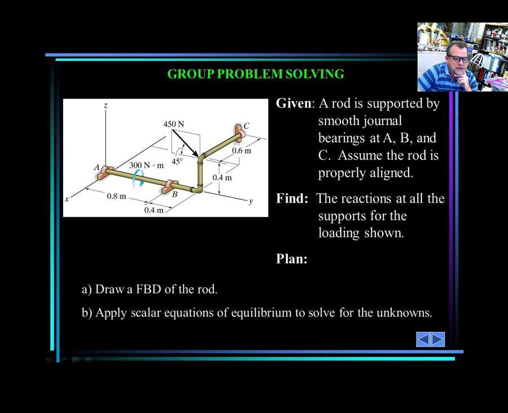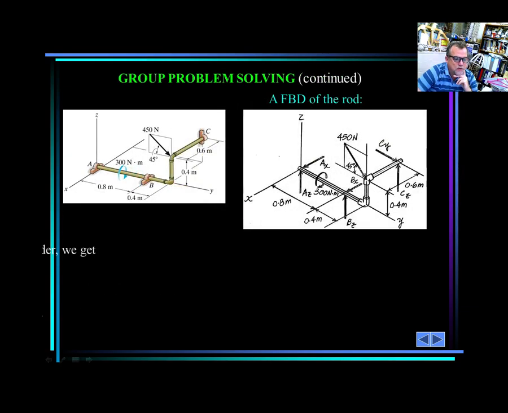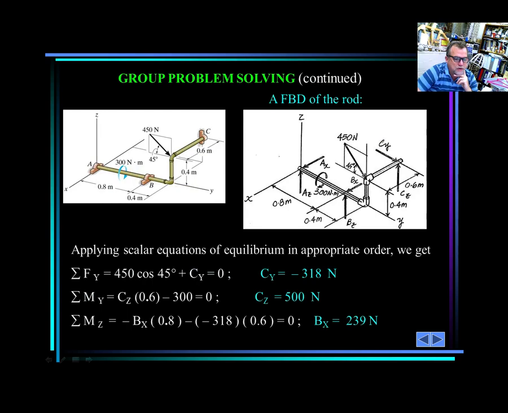Remember what it says here? Rod is properly aligned. If it's properly aligned, means these bearings are only producing 2 forces and no moment. This is a really nice problem. I think I assigned it as a homework problem also, so try to go over it.